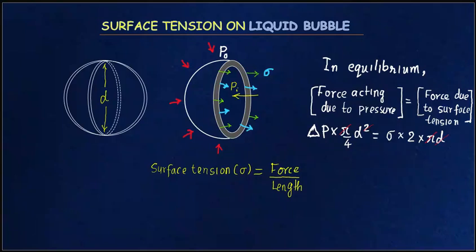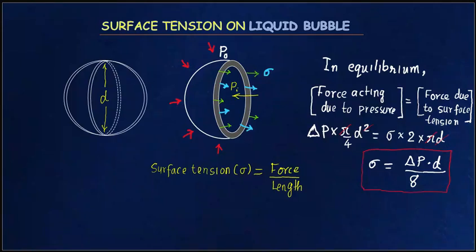If I want to find the surface tension, I'll get sigma equal to delta P. This 4 is here, this 2 is here, 2 will come down. So delta P divided by 8 into D. D is there over here. So delta P times D divided by 8. So this is basically the expression of surface tension in case of liquid bubble.